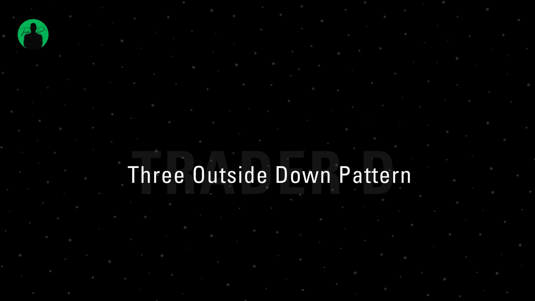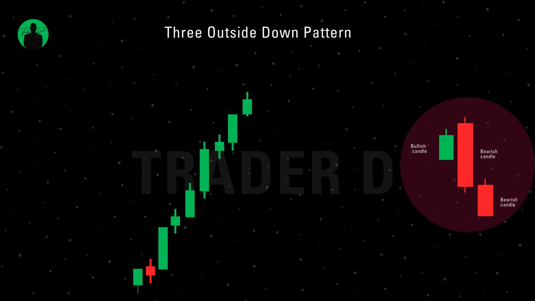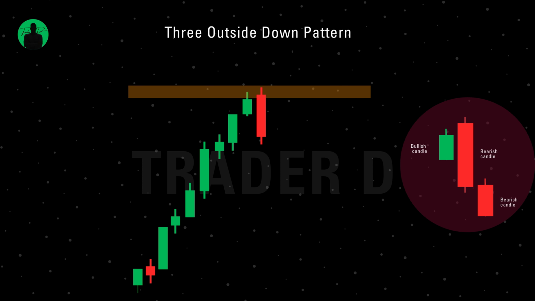3 outside down pattern. The 3 outside down pattern is the reverse of the 3 outside up. It consists of a green bullish candle followed by 2 red bearish candles, signaling a bearish reversal. During an uptrend, a green candle forms near resistance. The second candle is a strong red candle that closes below the green candle's body. The third candle confirms the reversal by closing below the red candle.